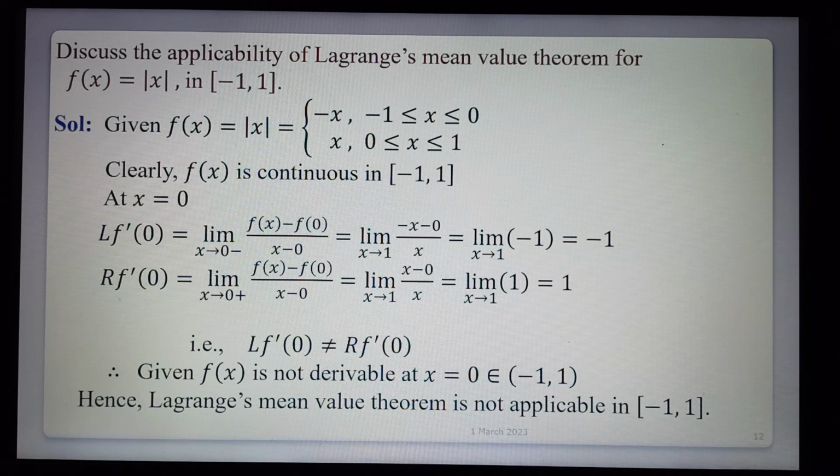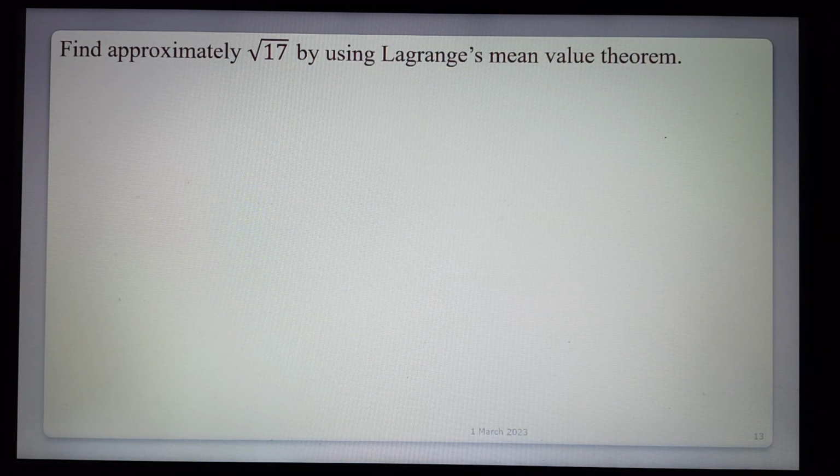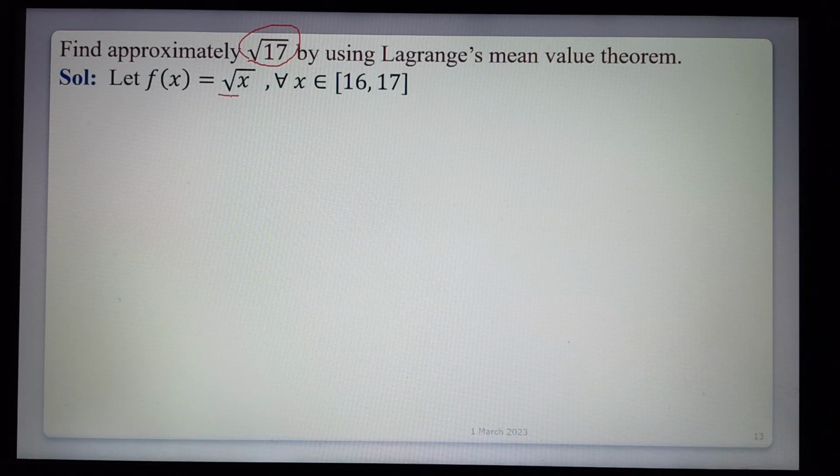Okay, so next one. Find approximately the square root of 17 by using Lagrange's mean value theorem. This is one of the applications, finding the approximate value by using Lagrange's theorem, using another form of Lagrange's theorem. The assumption is, since there is no given function, that the function is root x, and f of x is equal to root x.